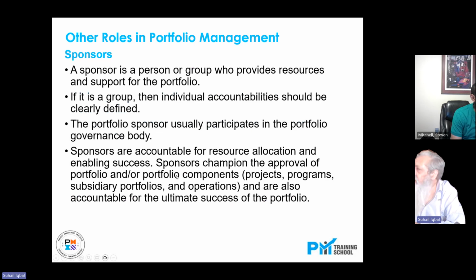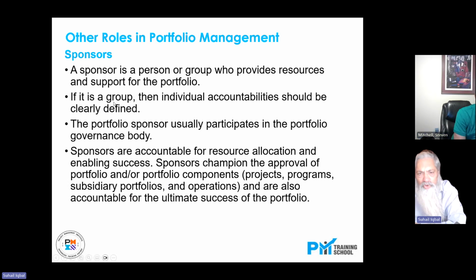Okay, very briefly, let us discuss these roles. Sponsor, I think you understand that there is nothing new. Sponsor is a person or group who provides resources or support for the portfolio. So I would say sponsor is anyone who is kind of a patron to the project, who supports the cause of your initiative.